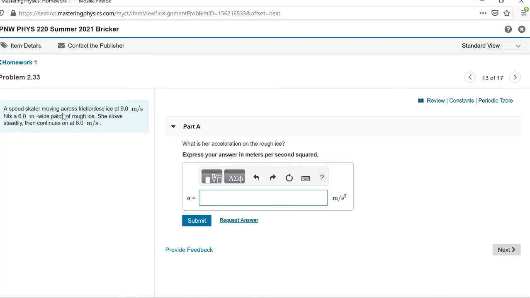Okay, so a speed skater moving across frictionless ice at 9 meters per second hits a 6 meter wide patch of rough ice and then slows down steadily, then continues at 6 meters per second. What is her acceleration on the rough ice? All right, let's take a look at this.